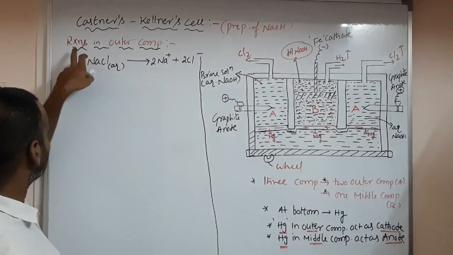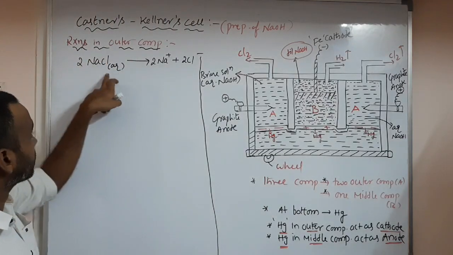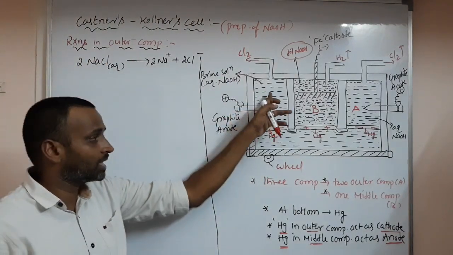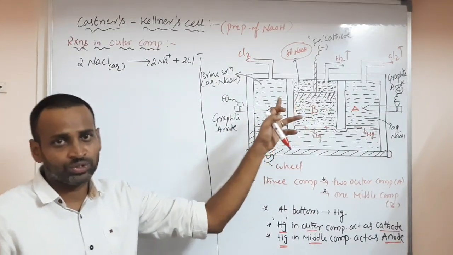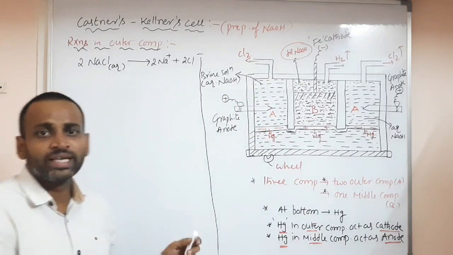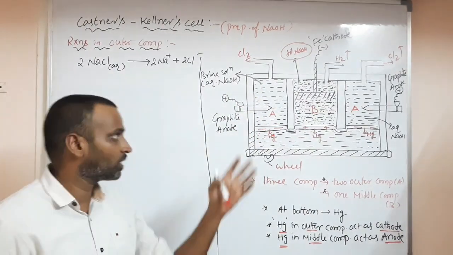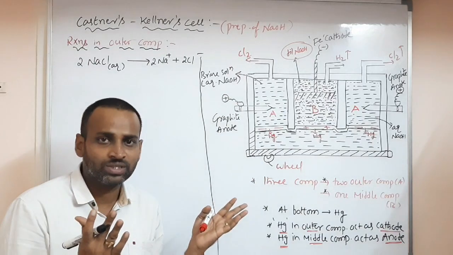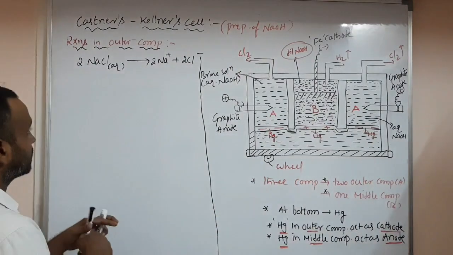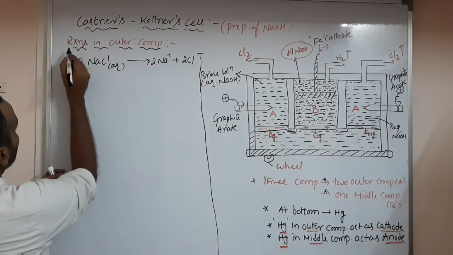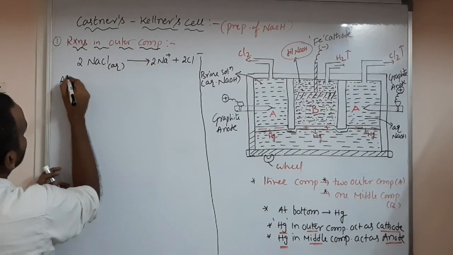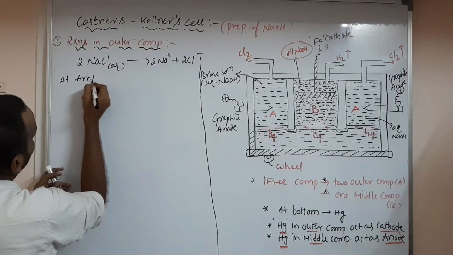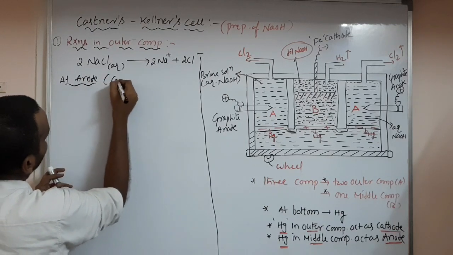Okay, so reactions in outer compartments. In the outer compartment, what is the electrolyte we have taken? NaCl, brine solution, aqueous NaCl. So during electrolysis, when you are sending current, what happens? That NaCl will dissociate as Na+ and Cl-. So now reactions at where I am saying? Outer compartments. So reactions at anode. Who is the anode in the outer compartment? Graphite.